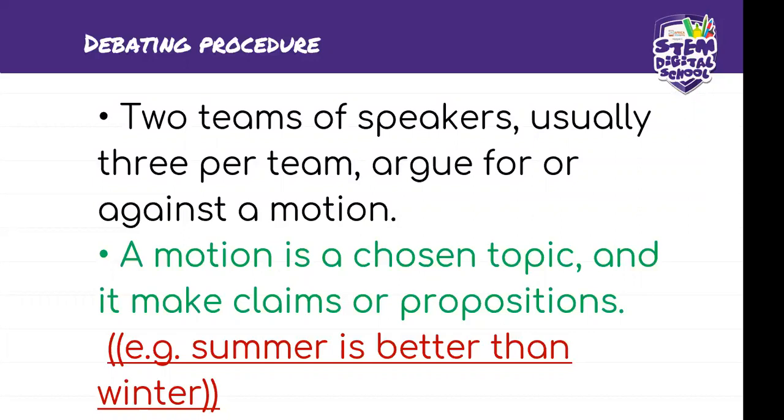So from here you have learned that there are 2 teams. Let's say it's 3 people per team. It's team 1 which will agree with the topic and team 2 which will disagree with the topic.